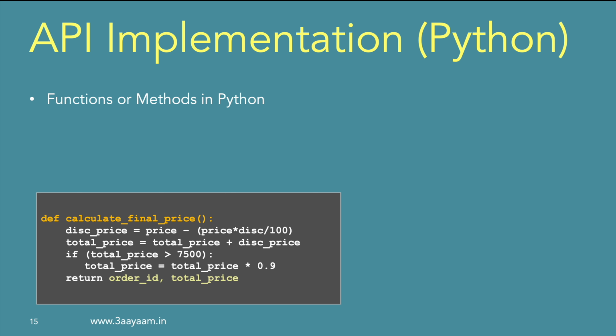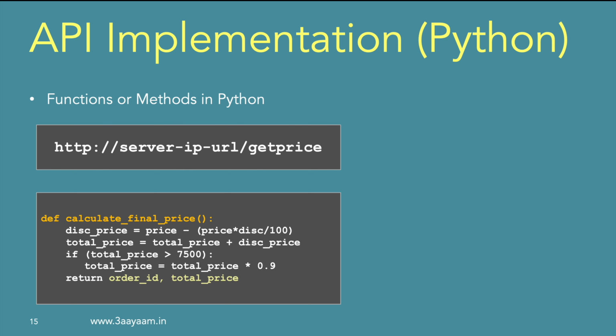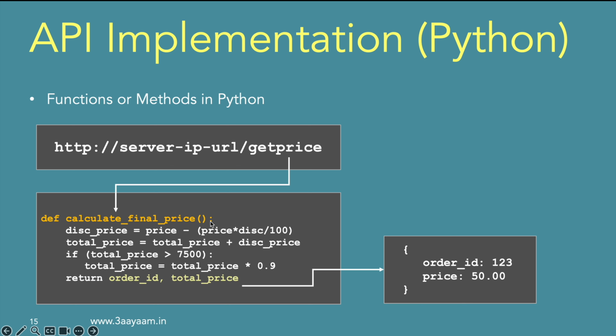So let's say this is the function, define calculate final price, and then there is certain logic, and this function is returning order ID and total price in JSON format. And this is the endpoint URL, which is the server IP URL followed by get price. Now let's say this get price is tied to this function whose name is calculate final price. Whenever we execute this endpoint from a client machine or a client application, this piece of code would be executed and the data would be generated in JSON format. Then the data would be sent back to the client application.